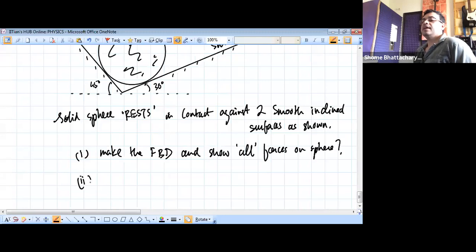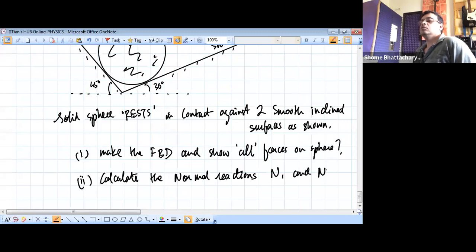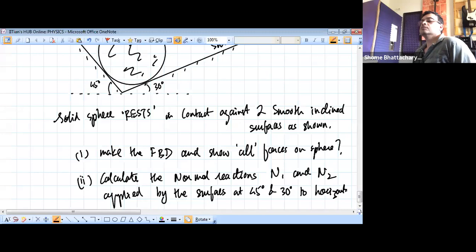And from that, calculate the normal reactions N1 and N2 applied by the surfaces at 45 degrees and 30 degrees to the horizontal, respectively.